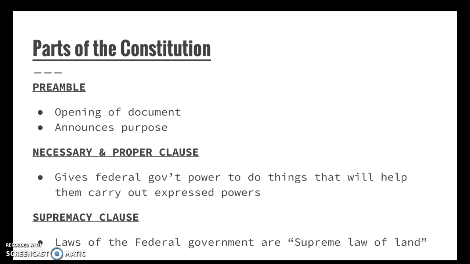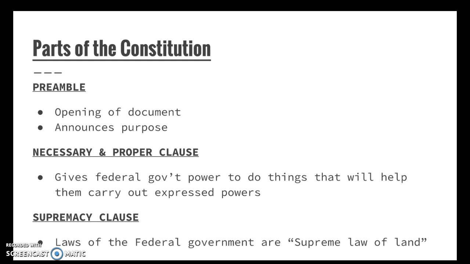We use this example in class. But the government has used a military draft. They've drafted people into the Army. Well, the reason they're able to do that is because the necessary and proper clause says that in order to carry out those express powers, like creating a military, the federal government has the power to do whatever it takes to carry out those powers. So in order to raise a military, if it's necessary and proper to have a military draft, then the government has the power to do that.